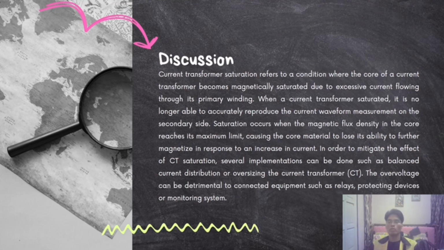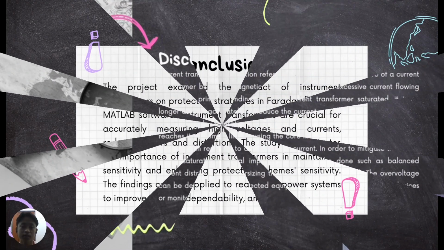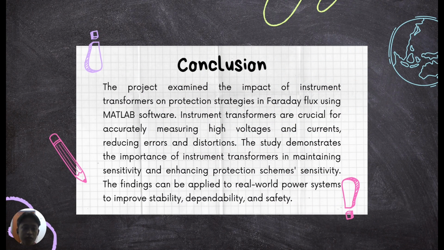So in order to mitigate this type of CT saturation effect, several implementations can be done, such as balanced current distribution or oversizing the current transformer. The overvoltage can be detrimental to connected equipment such as relays, protecting devices or monitoring systems. So that will be all from me. Thank you. Lastly, the next part is the conclusion.